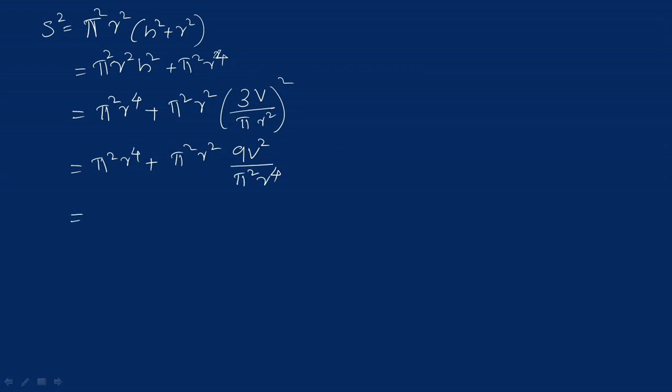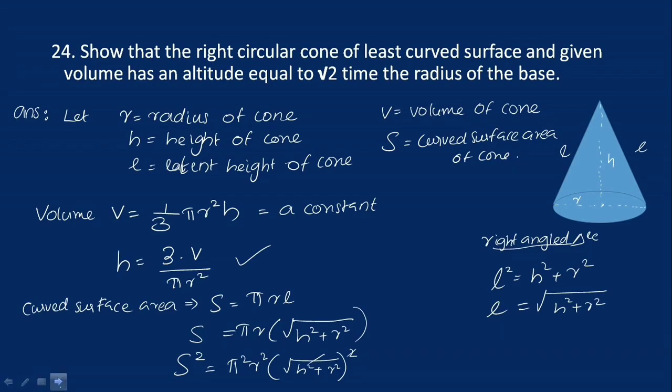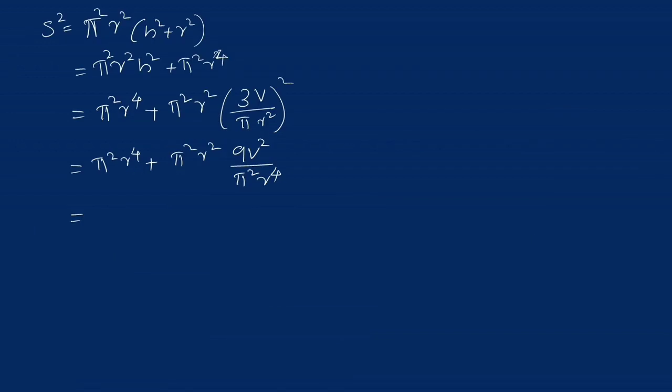Or we can write π²r⁴ + π²r² into 3V/πr², that is 9V²/π²r⁴. So we have π, cancelling the π²r² from numerator and denominator in the second term. So we have S² = π²r⁴ + 9V²/r².